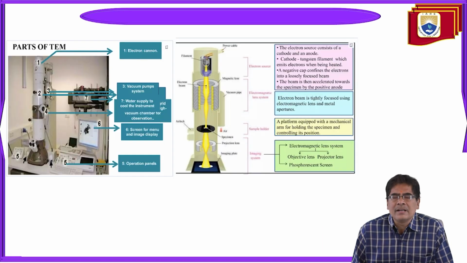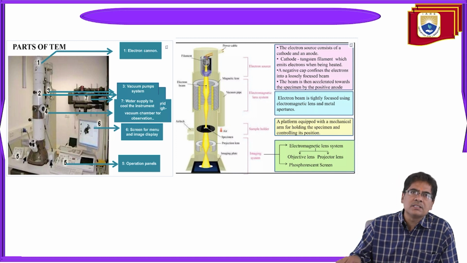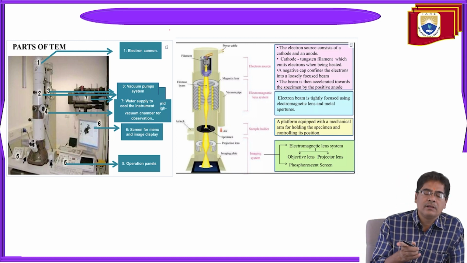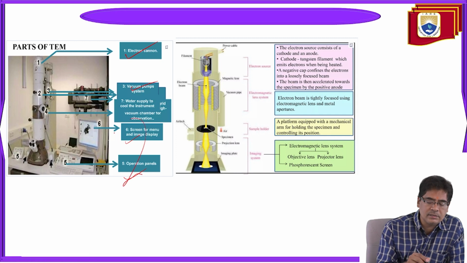So these are the different parts of the instrument. The first one represents the electron gun, and we have the vacuum pumps. We have a water supply to seal the instrument, a vacuum chamber for observation, right? And we have a screen for menu and image display, and an operation panel.